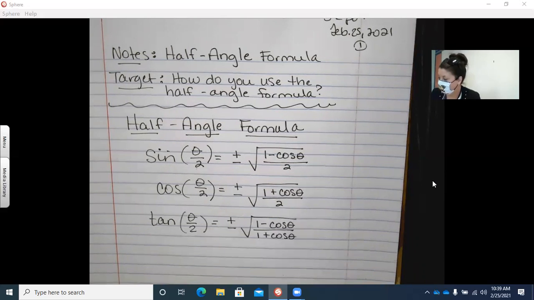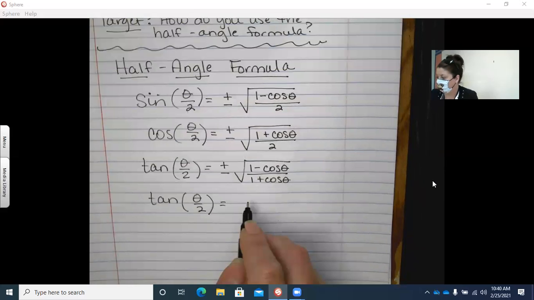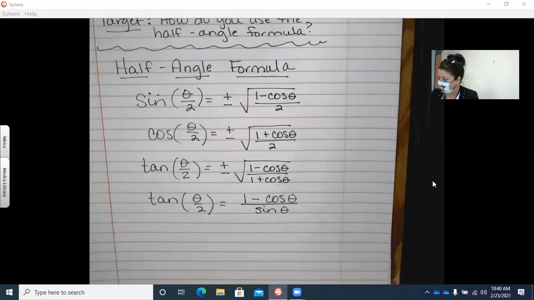Another one, tangent of theta divided by 2 equals, there's no radical here, there's no plus or minus, 1 minus cosine of theta, quantity divided by sine of theta. Or tangent of theta divided by 2 equals sine of theta divided by 1 plus cosine of theta.